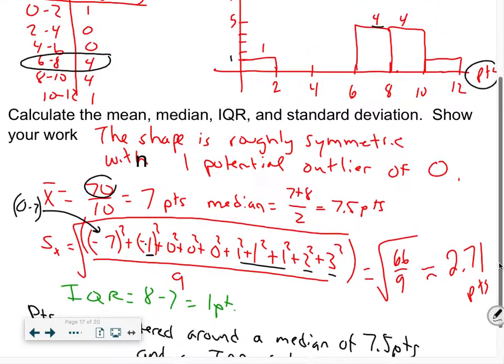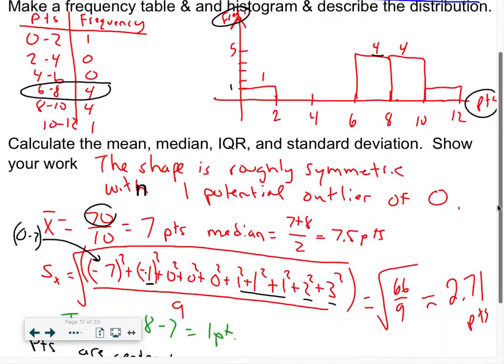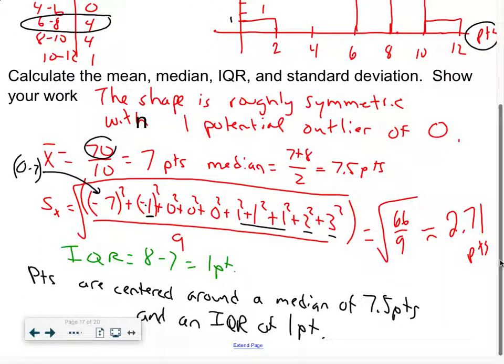The IQR is Q3 minus Q1. How I did that is I looked at the lower half of the data, the lower 5 numbers, and I found the median of the lower half. The middle number is the 7 that's circled. Q3 is the median of the upper half. That's why the 8 is circled. And then the IQR is 8 minus 7, Q3 minus Q1, which is 1 point.